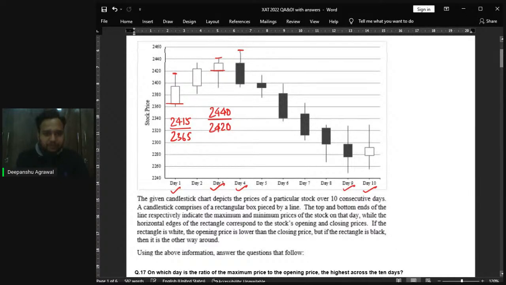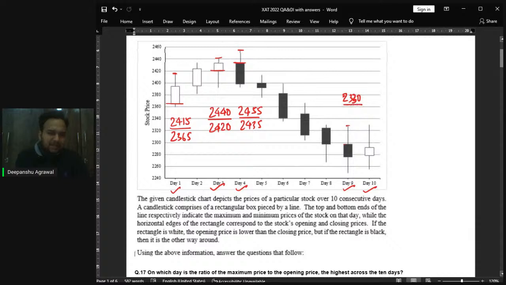Day 4 would be around 2455 divided by this would be the opening price. So that would be, I think, 2435. Okay. Now day 9 would be, yes. So day 9 maximum is around 2330. 2330. Students, this data we have to accumulate very carefully, right?